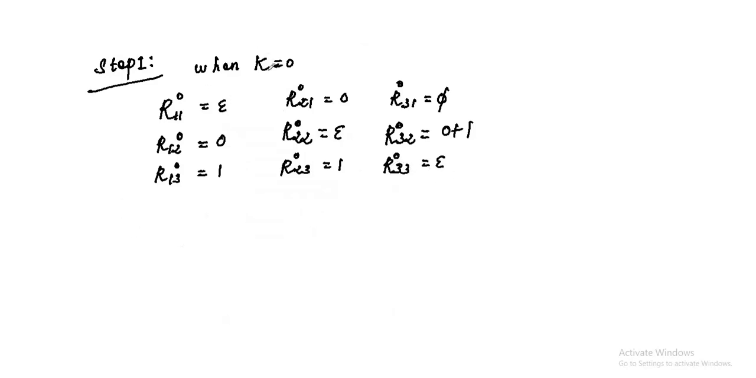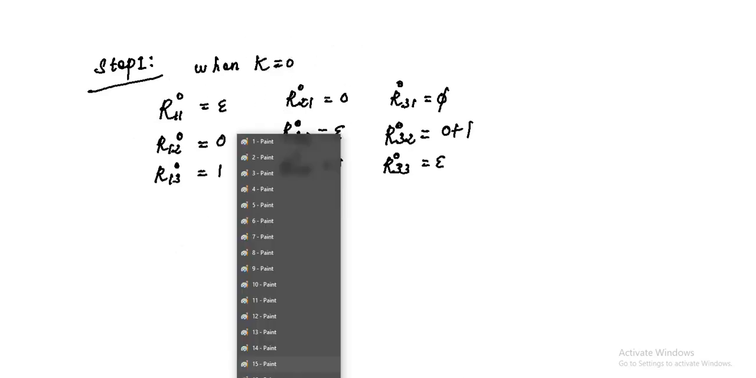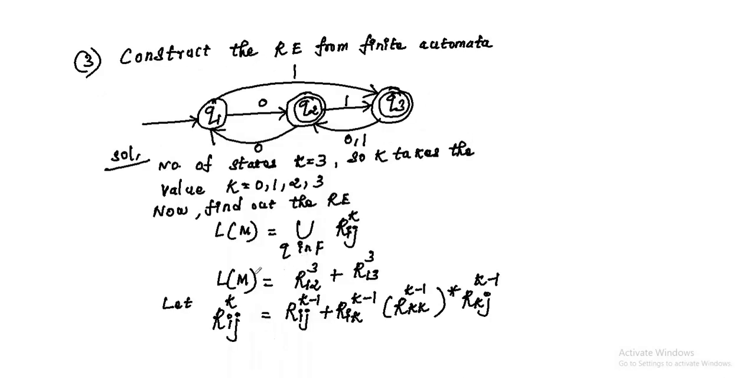Here I found the first step, and for the remaining steps, when k equal to 1, k equal to 2 and k equal to 3, you should find R12 raised to the power 3 plus R13 raised to the power 3.